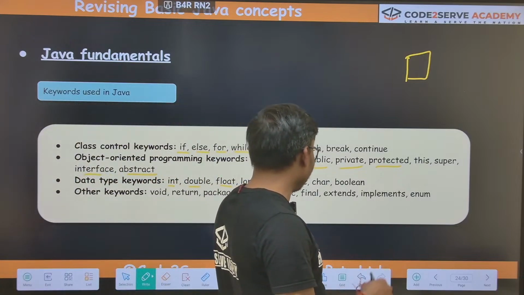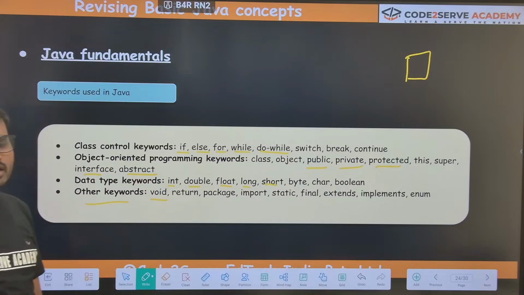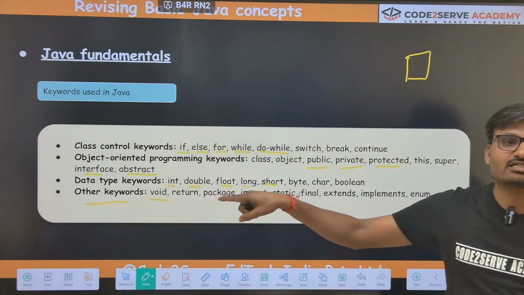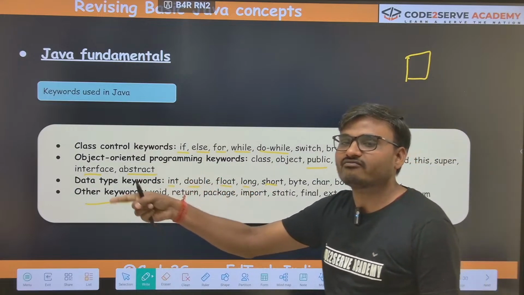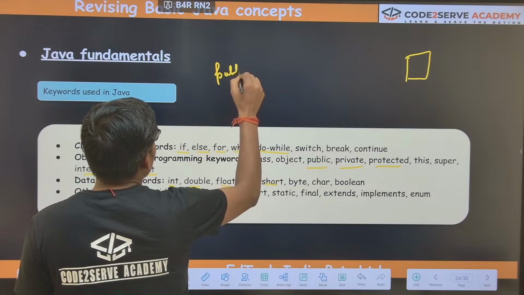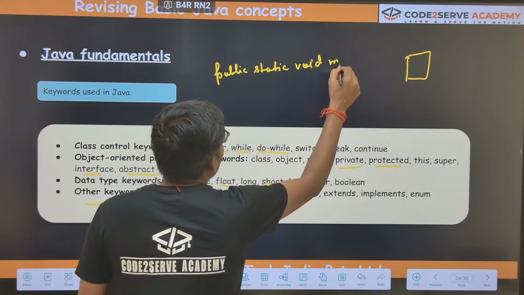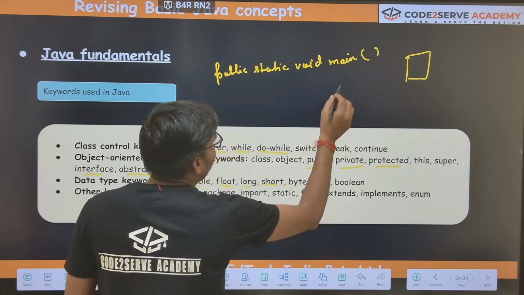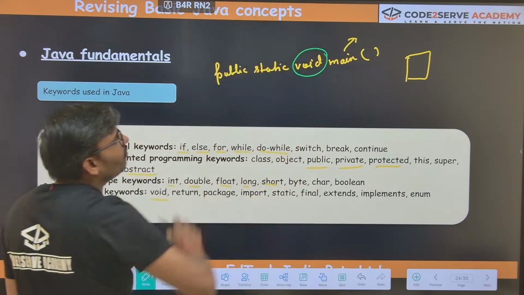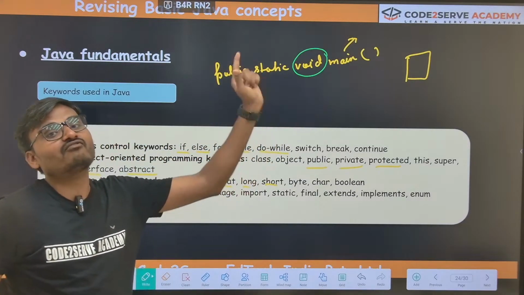Okay. Next, if we see other keywords like void. So void means what? Nothing. Nothing is being returned. As I already told you in the last class, if we write public static void main, this is a main method, this is a function, and this is basically a void. What we write here is the return type of the function.